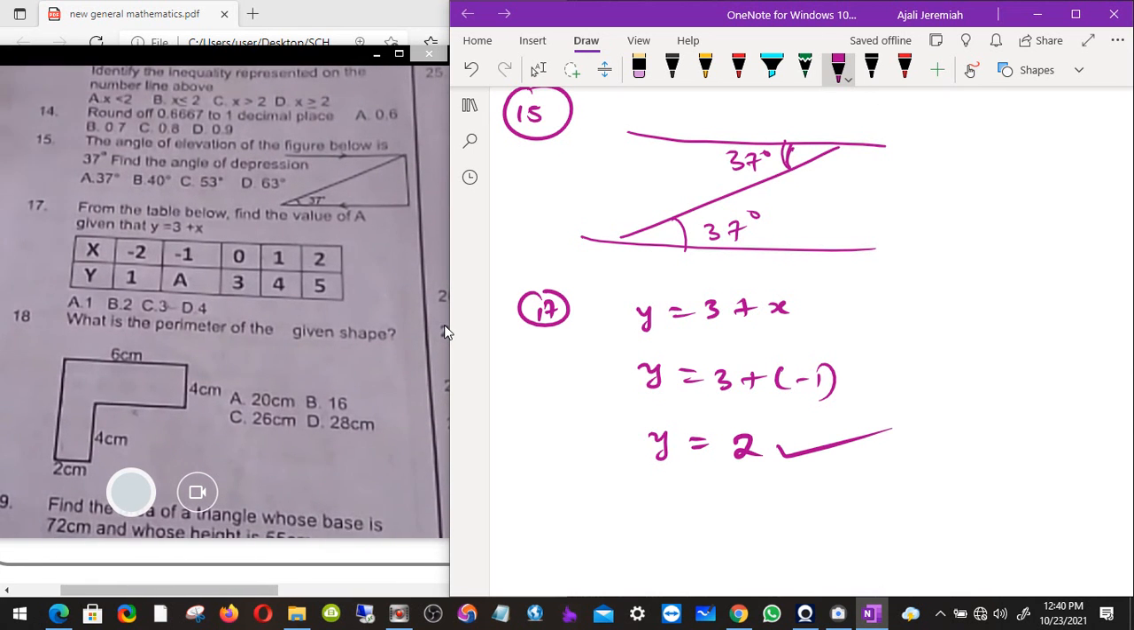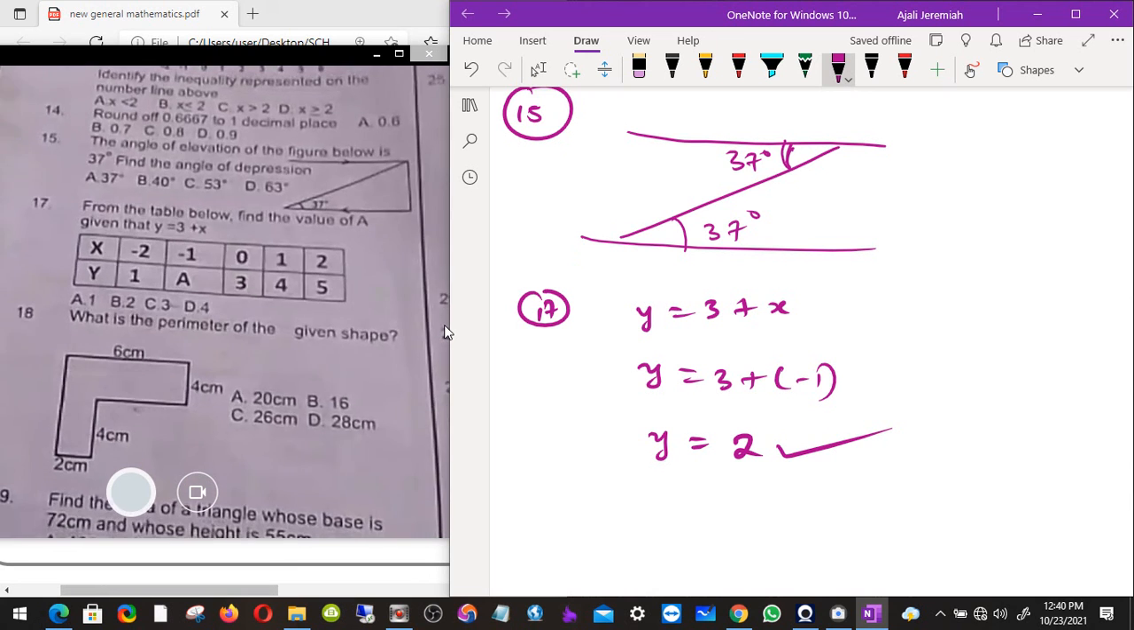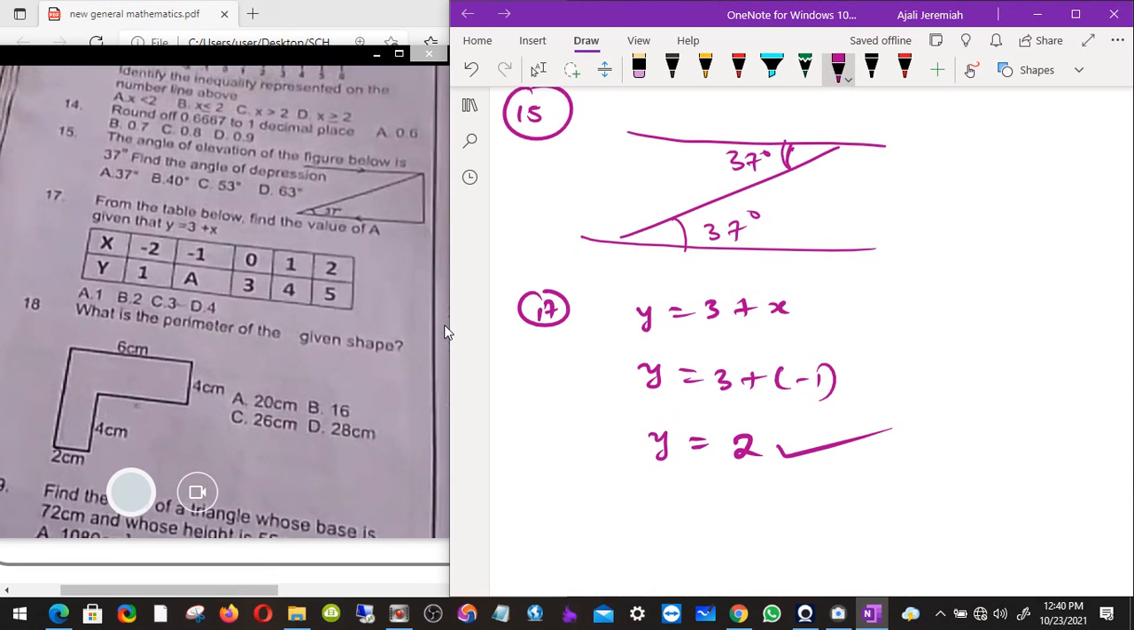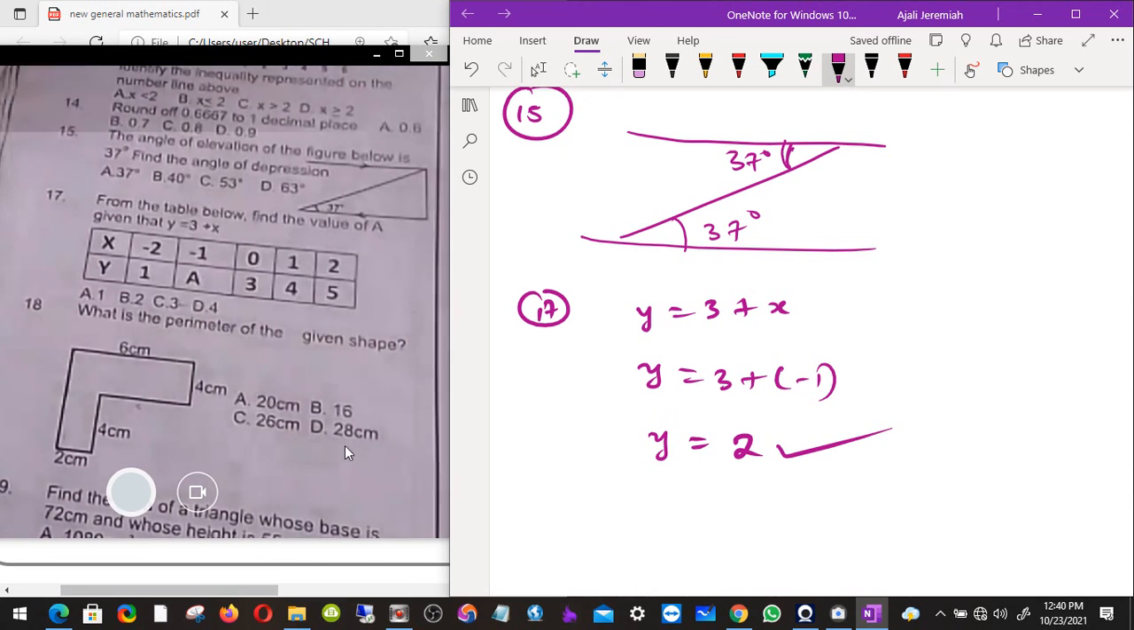This noise is too much. We are in number 17. Hope you are in number 17 too. Okay. Who is that?